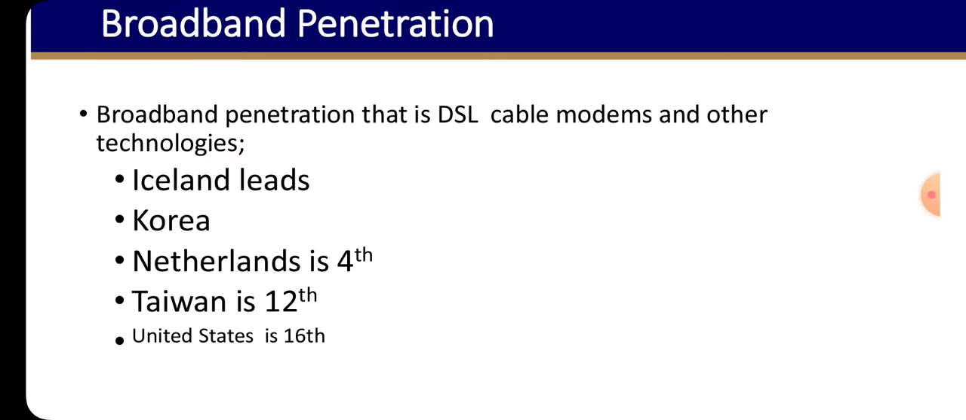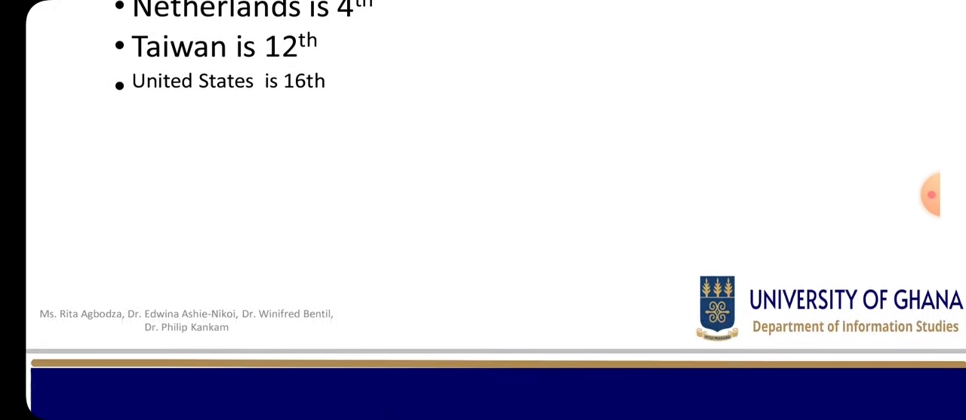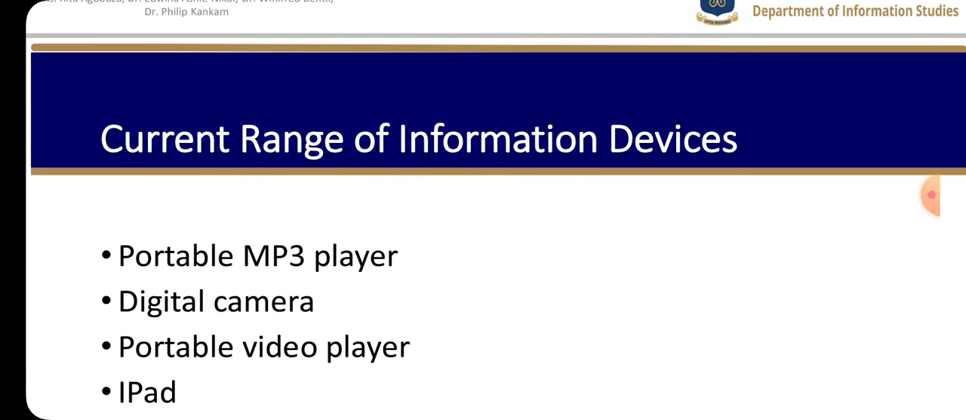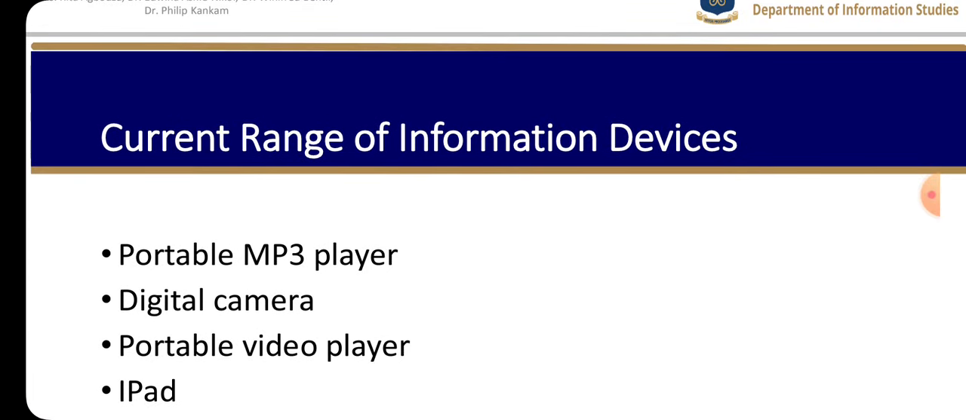So broadband penetration, okay, that is DSL, cable modems and the other technologies. When it comes to broadband penetration, Iceland leads, followed by what? Korea, and then Netherlands is the fourth, and then Taiwan was the 12th, and then US was the 16th. That is broadband penetration.